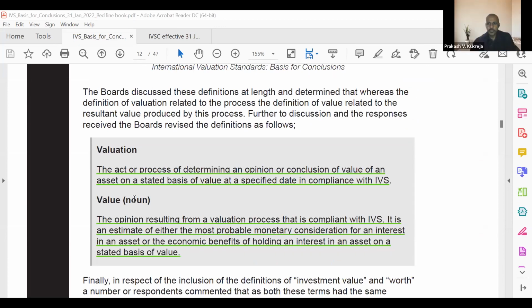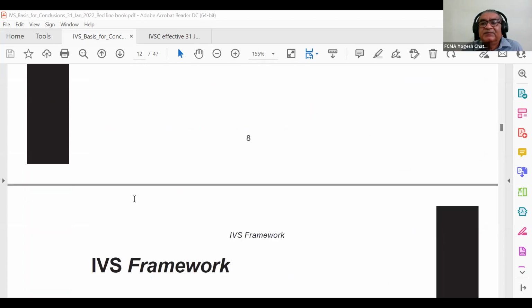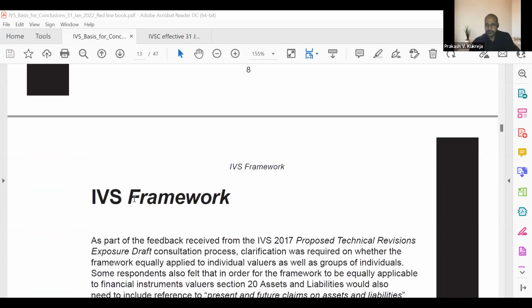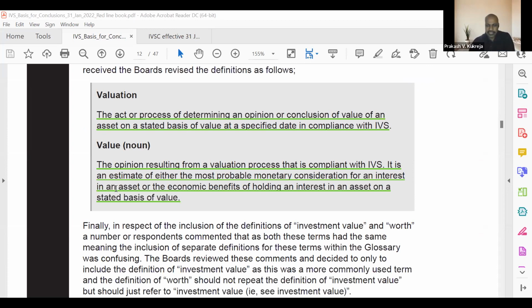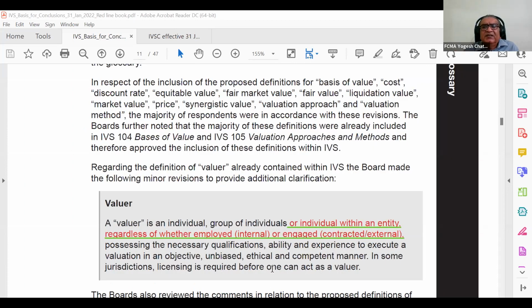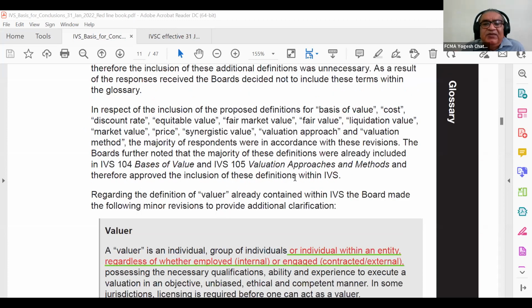Yogesh sir, can I ask a question? Please. Yogesh sir, if you can go back to the previous slide where you mentioned the definition of valuers. If I understood correctly, you mentioned that now employees can also do valuation. Yes. So that is the new amendment to this IVS. Earlier, traditionally, what we were understanding was that only an external professional can become the valuer.